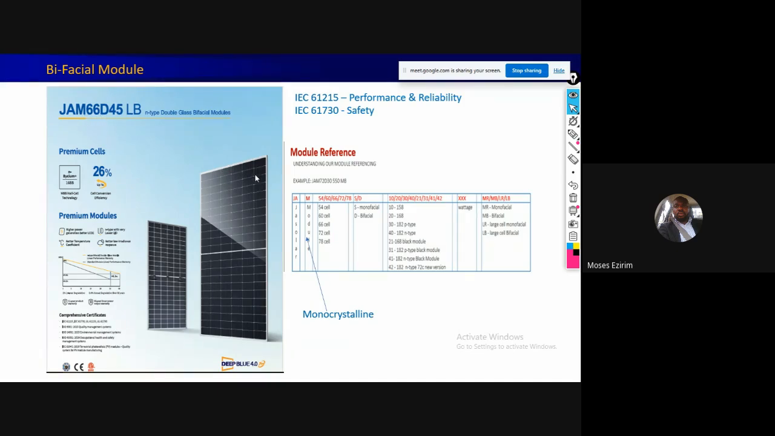Now, the 66 that you see there stands for cell count. So we have 54 cell, 60 cell, 66, 72, 78. Now, D here stands for bifacial, and whenever you see S here, it's called monofacial. Then the 45 here stands for the size of your cell. Then at the end you see the module power. Then at the end of it, you will see either MR, MB, LR, LB. So this is what it stands for. So the suffix stands for the power, depending on the type. So let's move on.